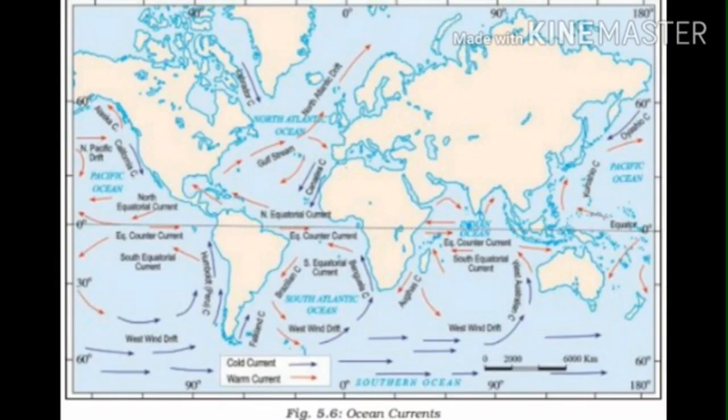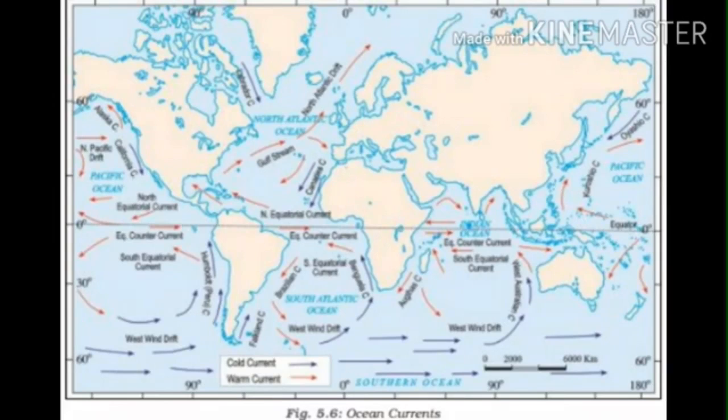Clear, children? The ocean current may be either cold or warm. The ocean current mainly influences the temperature conditions of the area. Warm ocean currents bring about warm temperature over the land surface. The areas where the warm and cold currents meet provide the best fishing grounds of the world. Clear, children? What I am telling? The areas where the warm and cold currents meet provide the best fishing grounds of the world.